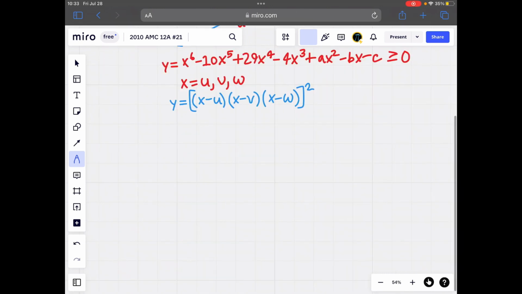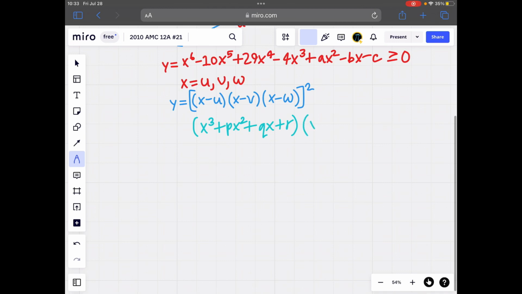Instead of treating this third-degree polynomial we're squaring as a product of three linear factors, we can just go to its actual coefficients and represent it as x cubed plus px squared plus qx plus r. And then all that'll be left would be to find the largest root w of x cubed plus px squared plus qx plus r, since that would be the largest value of x where the graph and the line intersect.